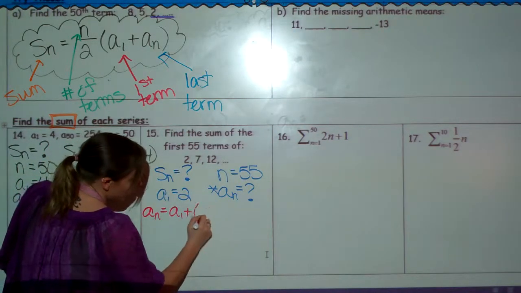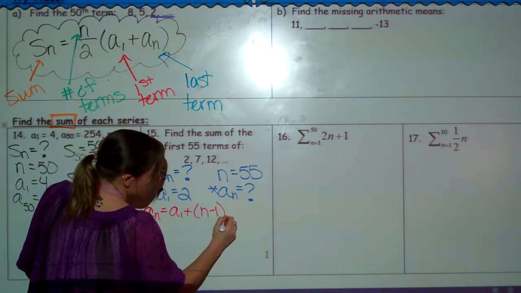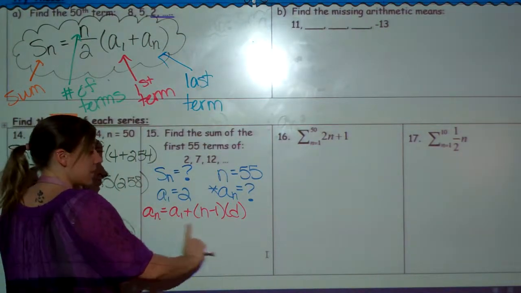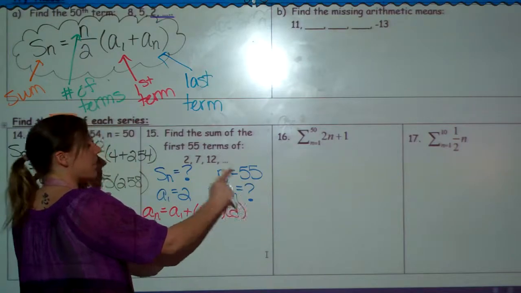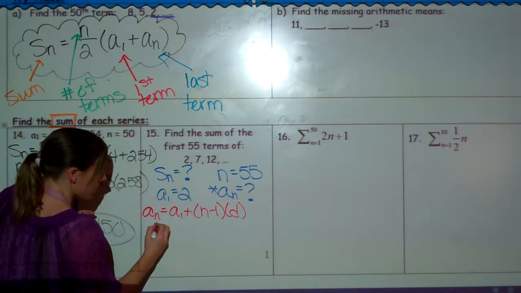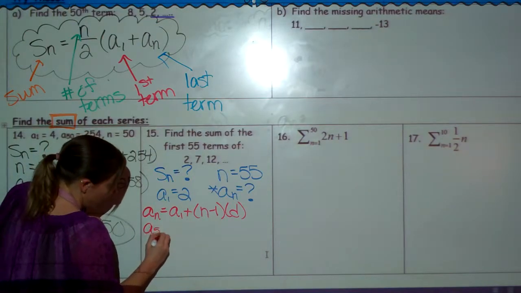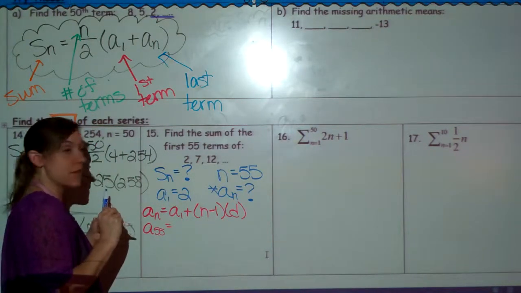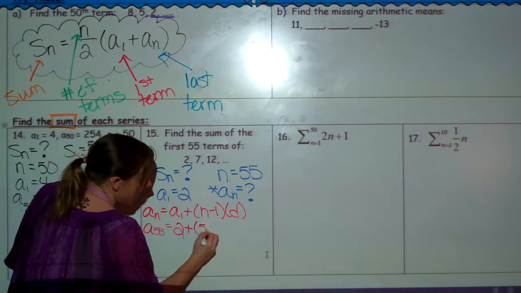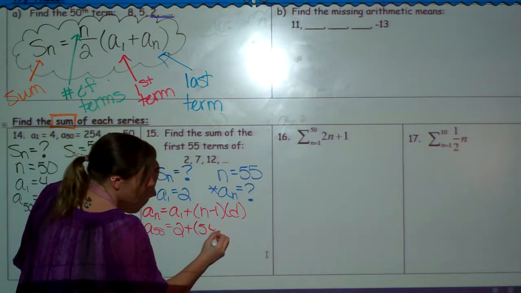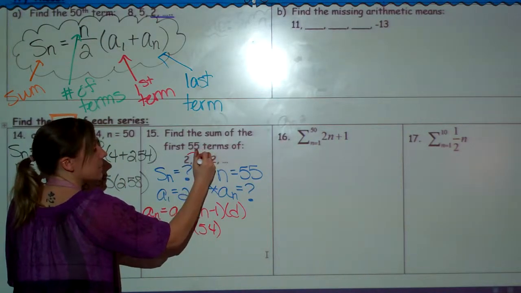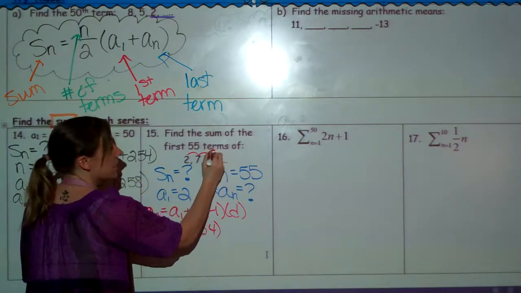The first term plus the number minus 1 times the difference. So if we go back to this formula to find that number, then we can plug it in to find this one. So we know that we want to find what number the 55th term is. The first number is 2. We have 55 total, but if I take one away, that's 54. And we do know the difference. What is that increasing by? It's increasing by 5.